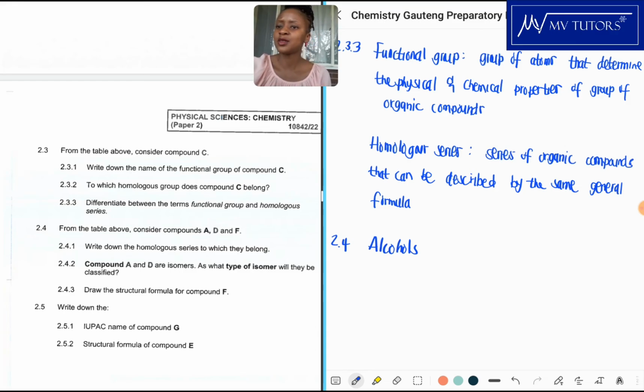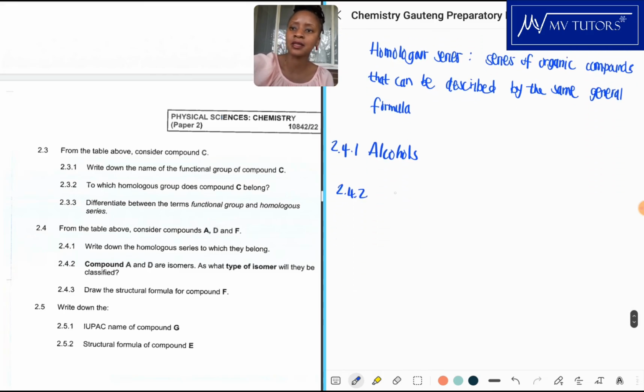2.4.1, 2.4.2. Compound A and D are isomers. So what type of isomers will they be classified? Remember, A was propan-1-ol, D was propan-2-ol. So the position of the OH group changed. So they will be positional isomers.